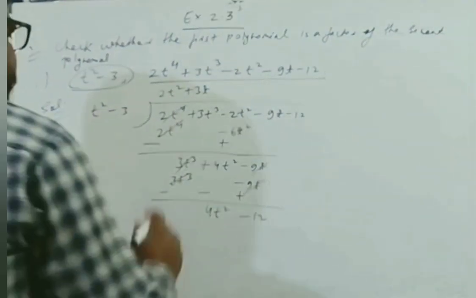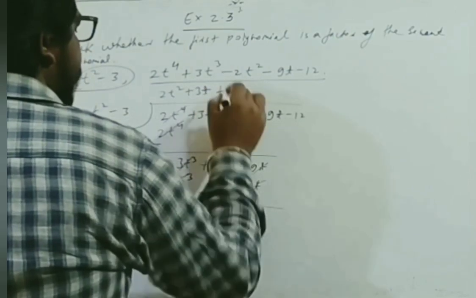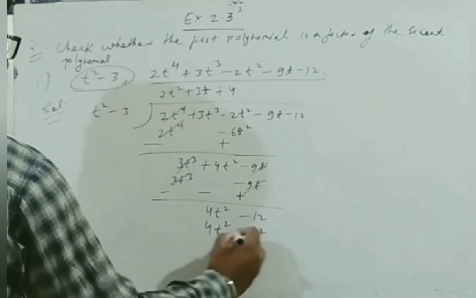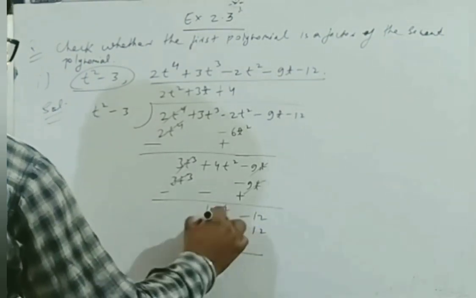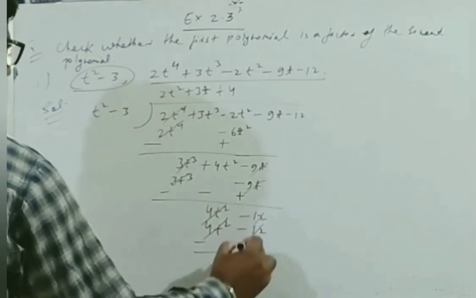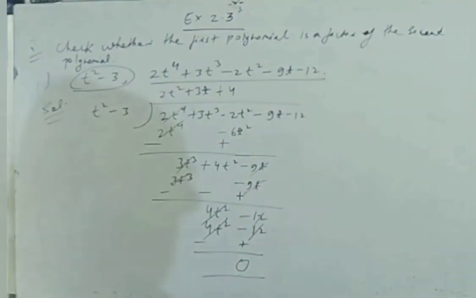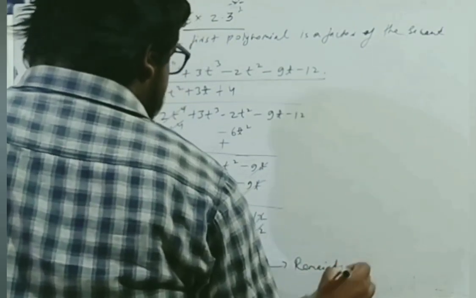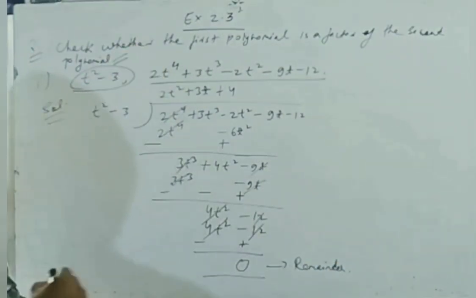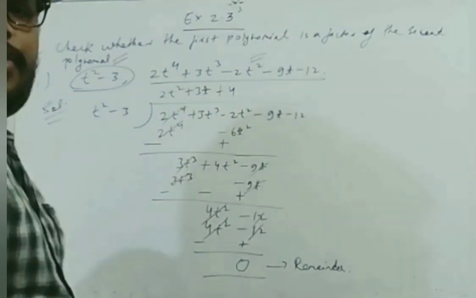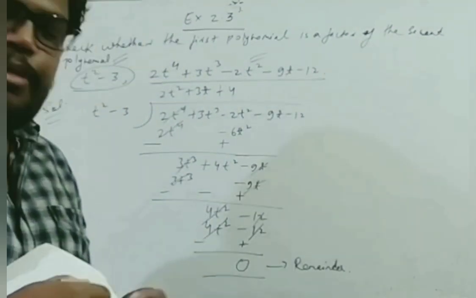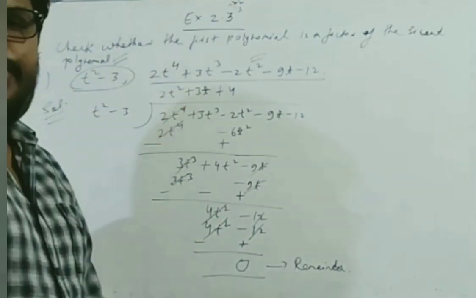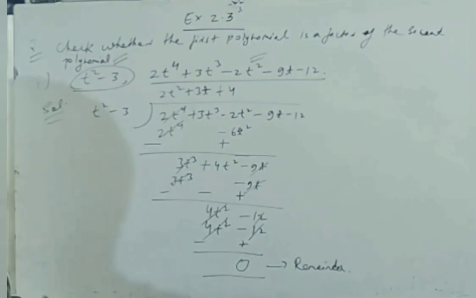Clear? Then plus 4 we can use. So 4 into t square gives 4t square, and 4 into minus 3 gives minus 12. Minus this plus, so this cancels out, and this plus 12 minus plus 12 also cancels. So the remainder is 0. Here the remainder is 0, which means the first polynomial is a factor of the second. In the same way, you just have to check the remainder. If the remainder is 0, the first polynomial is a factor of the second. In the same way, you can solve the second and third parts.